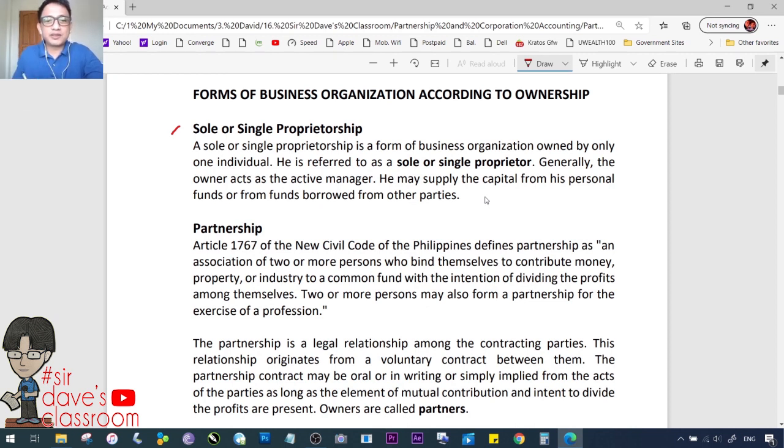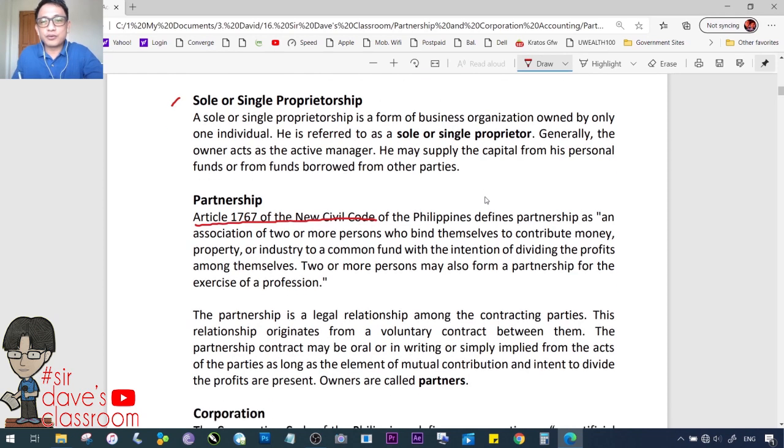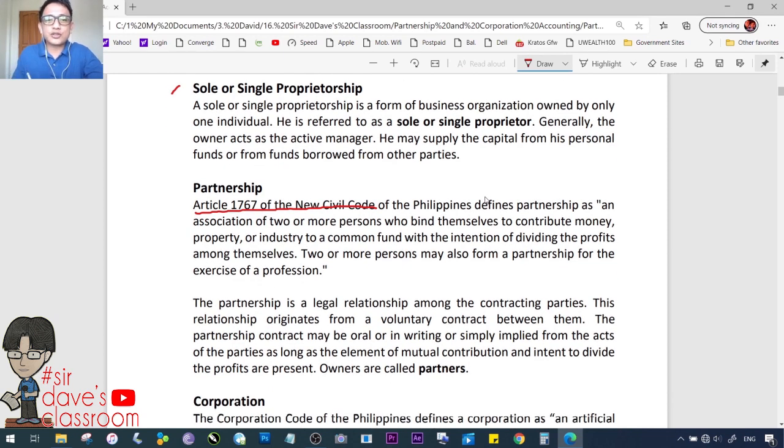Partnership. Article 1767 of the New Civil Code of the Philippines defines partnership. Ito, kailangan pag pinamemorize sa'yo ng teacher mo, as we have mentioned back then also, it must be verbatim, meaning to say word by word because batas ang nag-define. Article 1767 of the New Civil Code. Ganon din later for your corporation. As an association of two or more persons, partnership is our main topic, who bind themselves to contribute money, property, or industry to a common fund with the intention of dividing the profits among themselves.